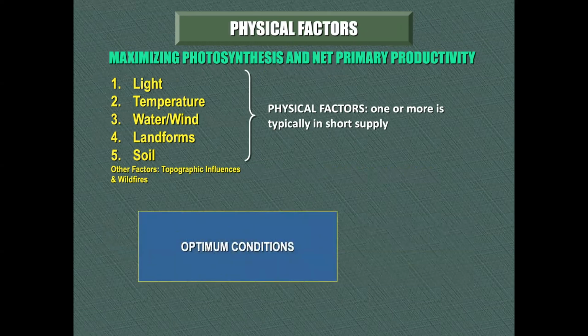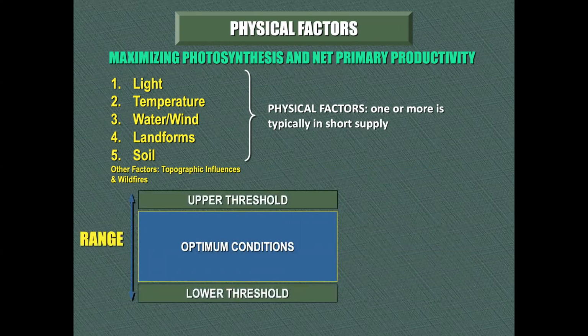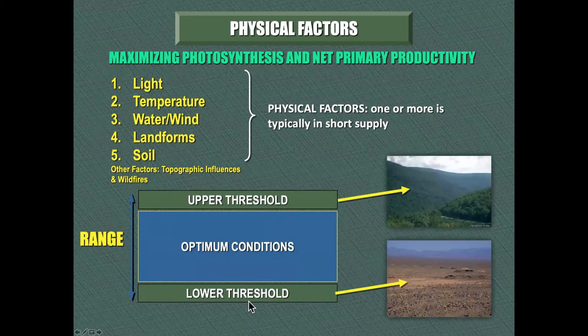Okay. And what happens is if you have optimum conditions, you can have an upper threshold where things are really, really good, like a tropical rainforest, and you can have a lower threshold, like a desert. And so you get these two different kinds of environments. So in a place like this, like a desert, you can have plenty of sunlight. It might be warm all the time, but what's missing? Water.